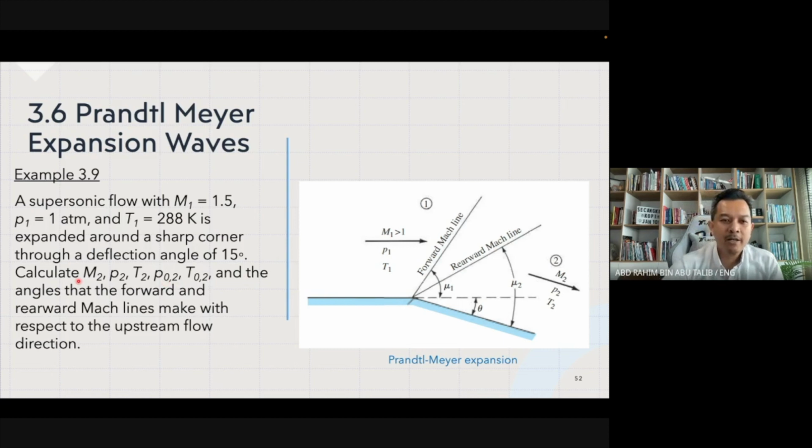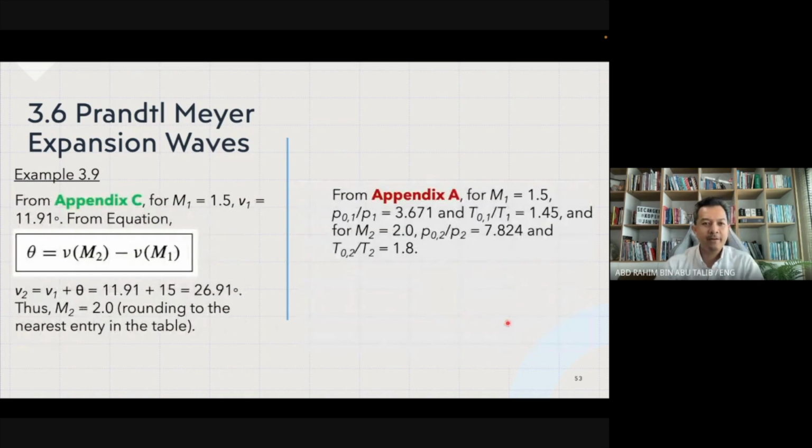So you have to calculate M2, P2, T2, P02, and T02, and the angles that the forward and rearward Mach lines make with respect to the upstream flow direction. So they want to know what is the value of mu1 and what is the value of mu2, right?